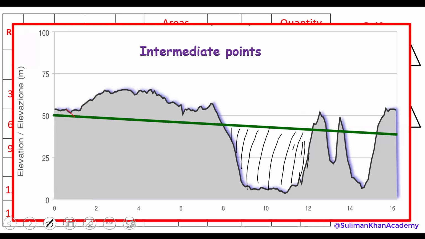In these places, the red shaded areas should be cut out, okay? These are cutting. And for the black ones, these are filling. So this is the formation level.